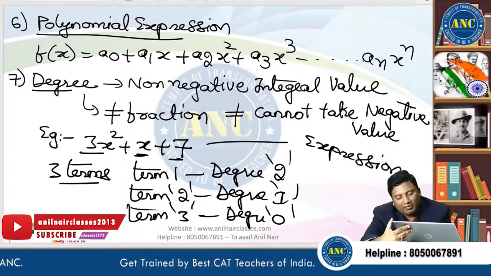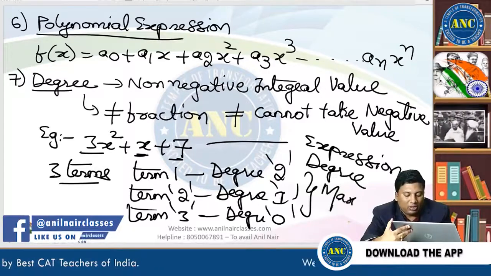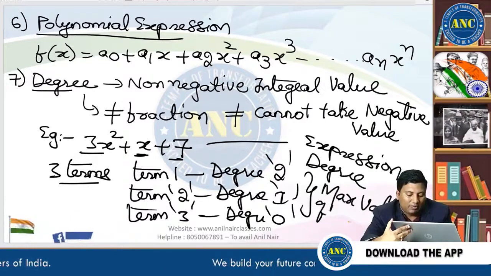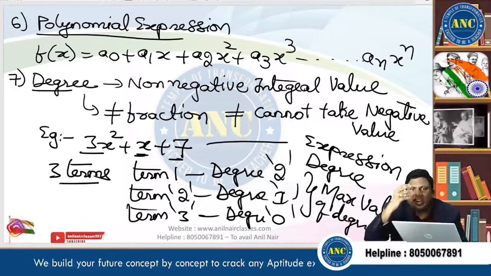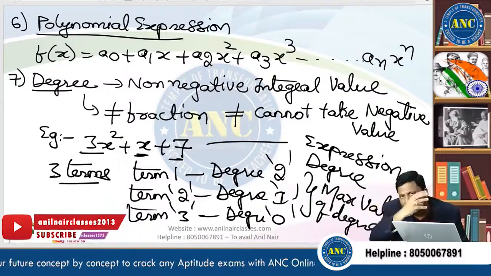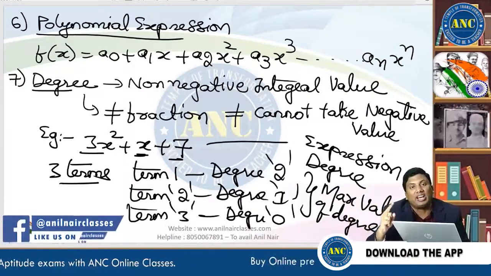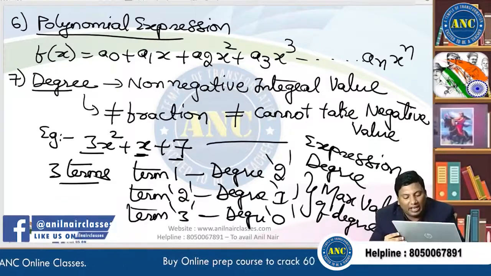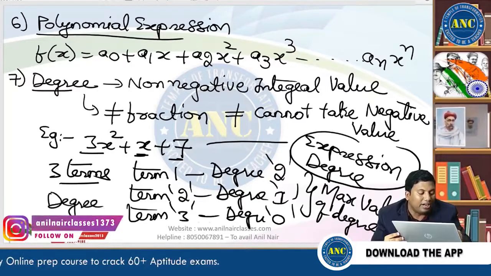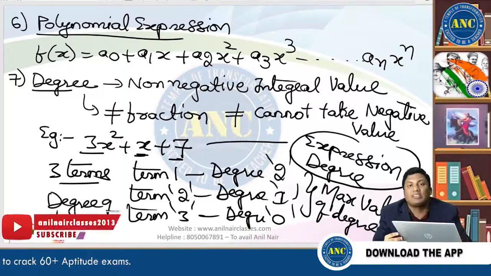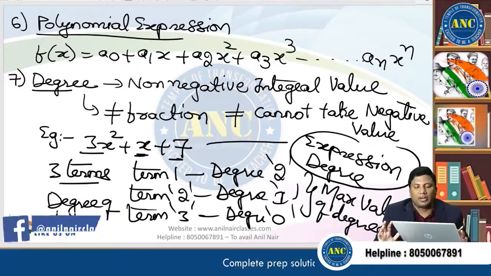What is the degree of that expression? Degree of the expression is nothing but the maximum value of the degree of the terms. Find out the degree for each and every term and check which one is the maximum value. The one which is the maximum value for the degree of all the terms will become the degree of the expression. Here I discussed the degree of a term. In that, if I take the maximum value, that becomes the degree of that expression.